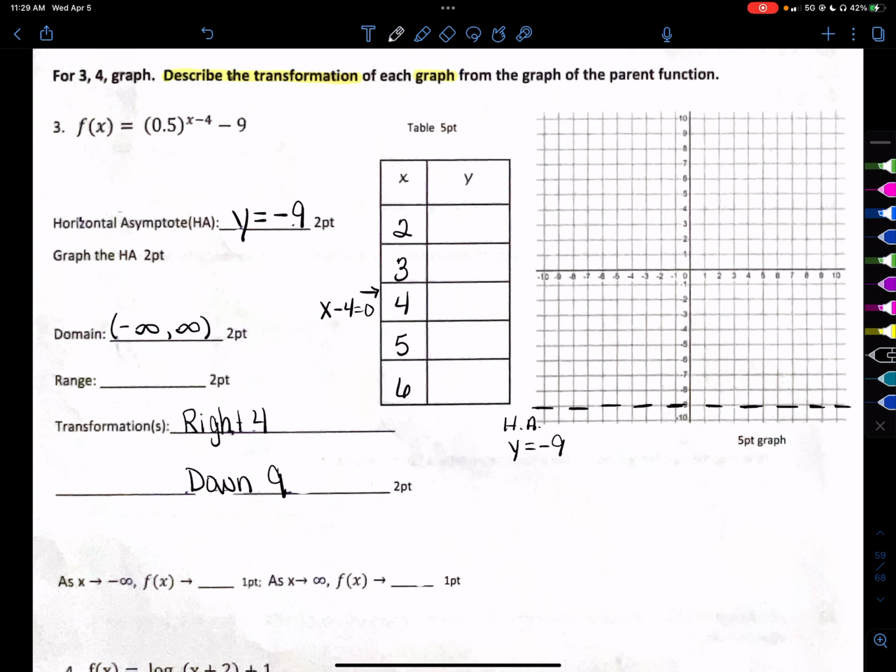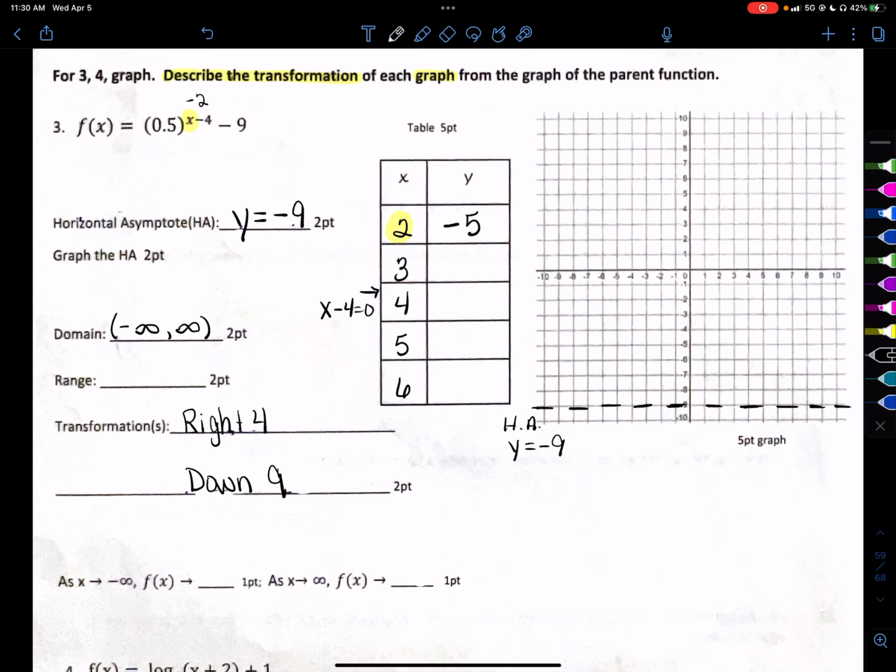Then on this one, I'm going to take the highlighter, this x value right here, and replace it with each of these x values. The first time I do that, I have 2 minus 4, so that's negative 2. So 0.5 to the power of negative 2 and then minus 9. Now remember, we don't clear our calculator until the very end, because if you clear your calculator sooner than that, it's going to give you an estimated value. It's not going to be as accurate as we would like it to be. So this one here will be negative 5.